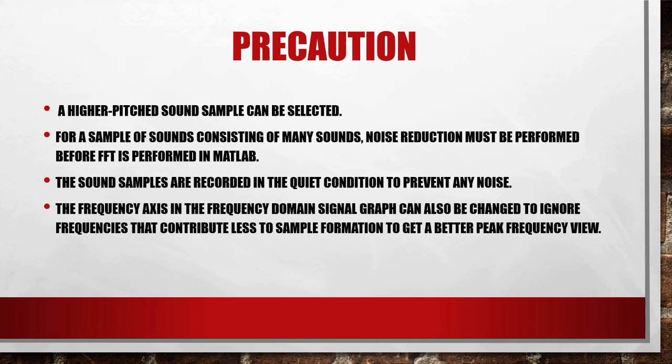Here are a few precautionary steps that can be taken. A higher pitched sound sample can be selected. For a sample of sounds consisting of many sounds, noise reduction must be performed before fast Fourier transform is performed in MATLAB. The sound samples are recorded in the quiet condition to prevent any noise. The frequency range in the frequency domain signal graph can also be changed to ignore the frequencies that contribute less to sample formation to get a better peak frequency view.